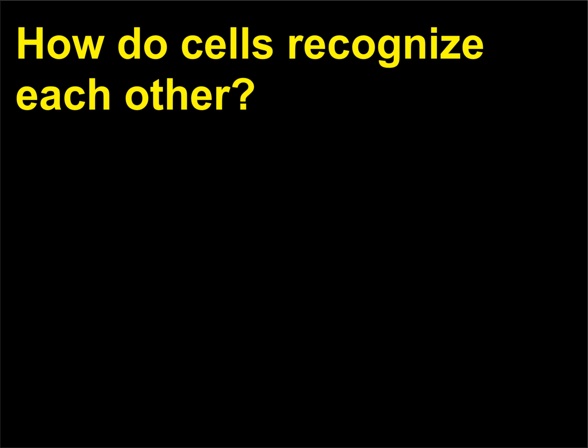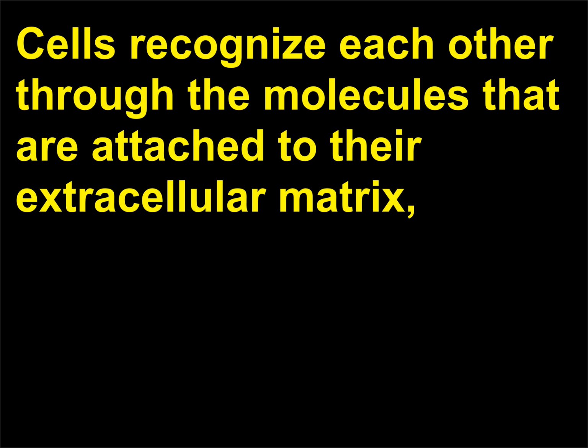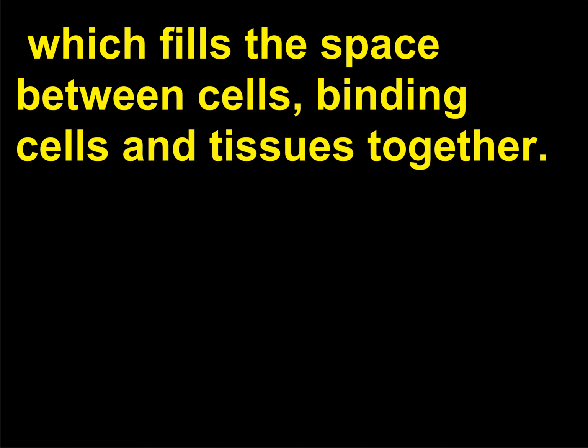How do cells recognize each other? Cells recognize each other through the molecules that are attached to their extracellular matrix, which fills the space between cells, binding cells and tissues together.